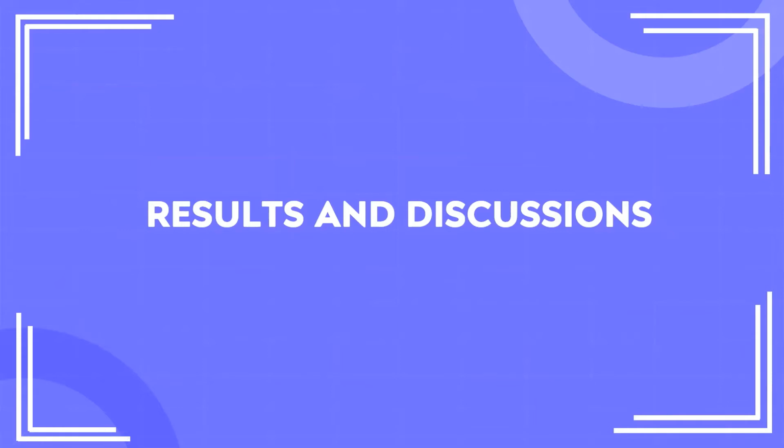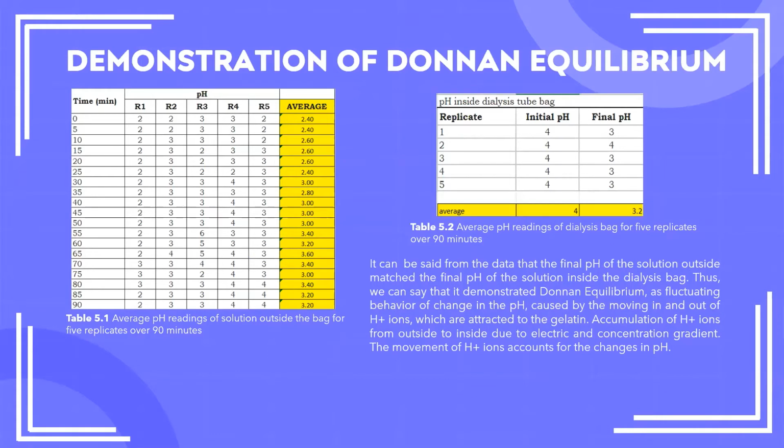For the results and discussions of the exercise, these are the results derived from the methods that are done for the exercise. For the demonstration of the equilibrium, table 5.1 entails the average pH readings of solution outside the bag for 5 replicas over 90 minutes, and table 5.2 indicates the average pH readings of the solution inside the dialysis bag for 5 replicas over 90 minutes.